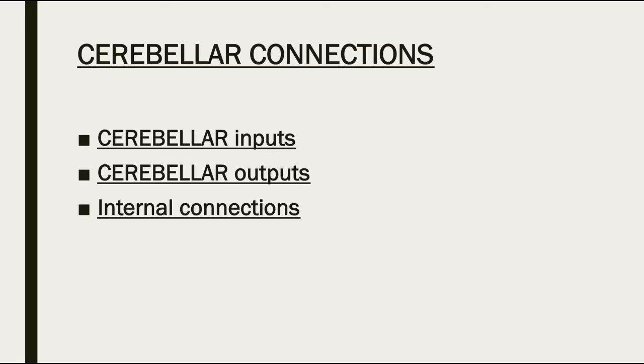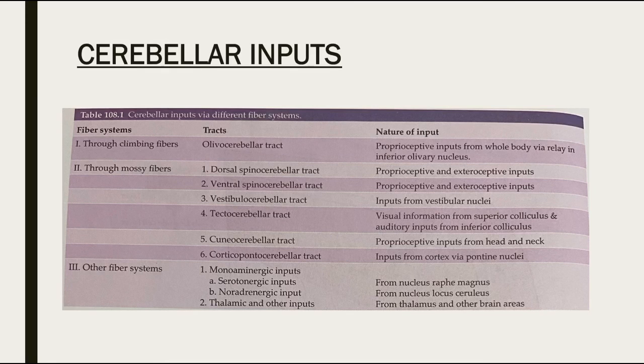Connections of the cerebellum: cerebellar inputs, cerebellar outputs, and internal connections. Inputs are the afferents, outputs are the efferents. The cerebellum receives input via different fiber systems, that is, climbing fibers and mossy fibers. Through climbing fibers, it is the olivocerebellar tract, which carries proprioceptive information from the whole of the body via the inferior olivary nucleus.